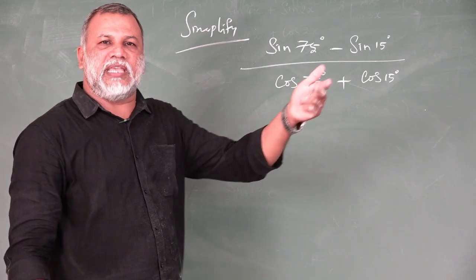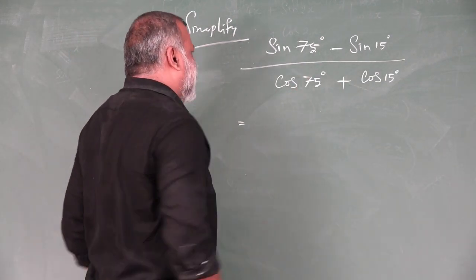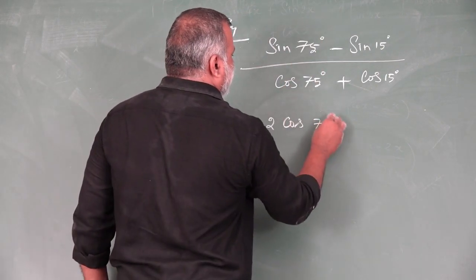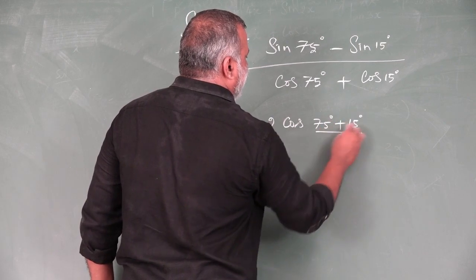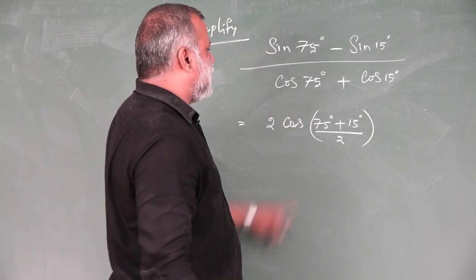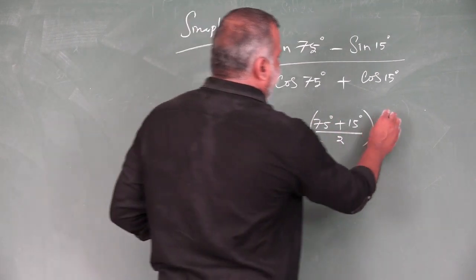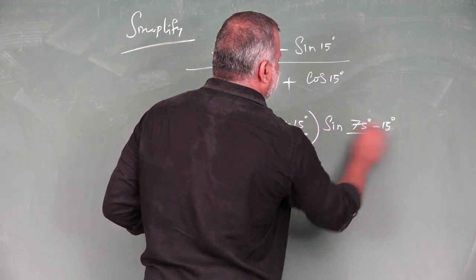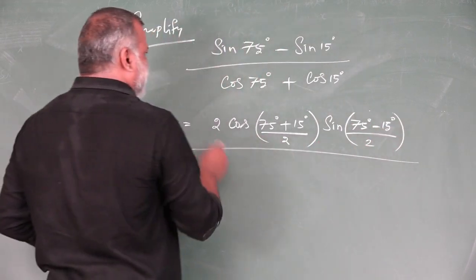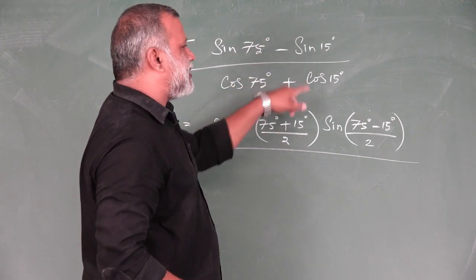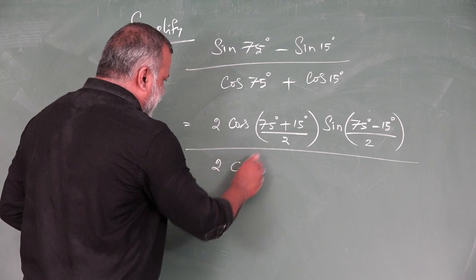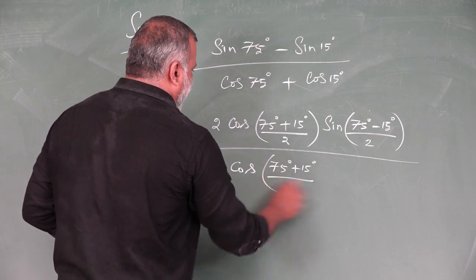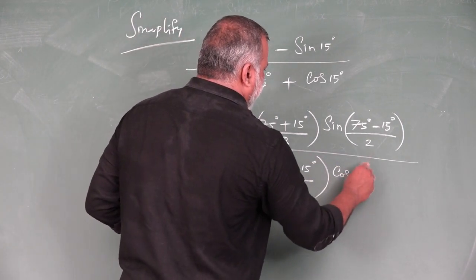See the numerator, sin C minus sin D. Just now we used sin C minus sin D equal to 2 cos C plus D by 2 into sin C minus D by 2. Then divided by the denominator, which is in the form of cos C plus cos D. So 2 cos C plus D by 2, again cos C minus D by 2.